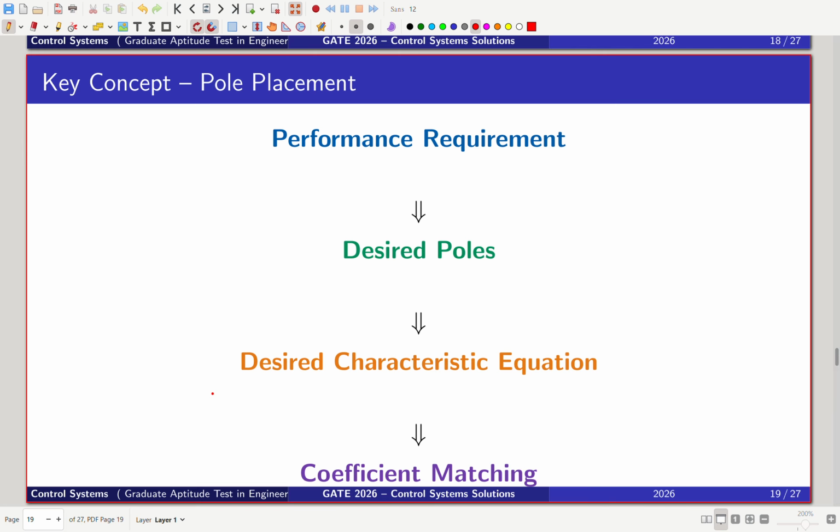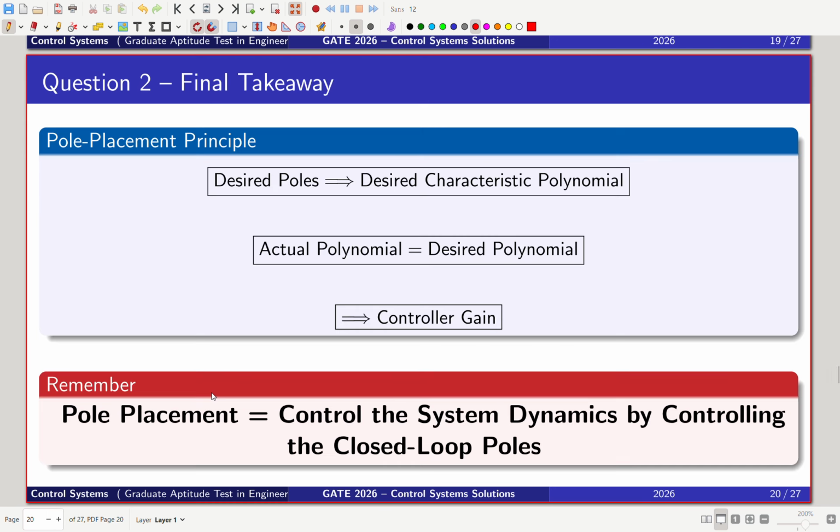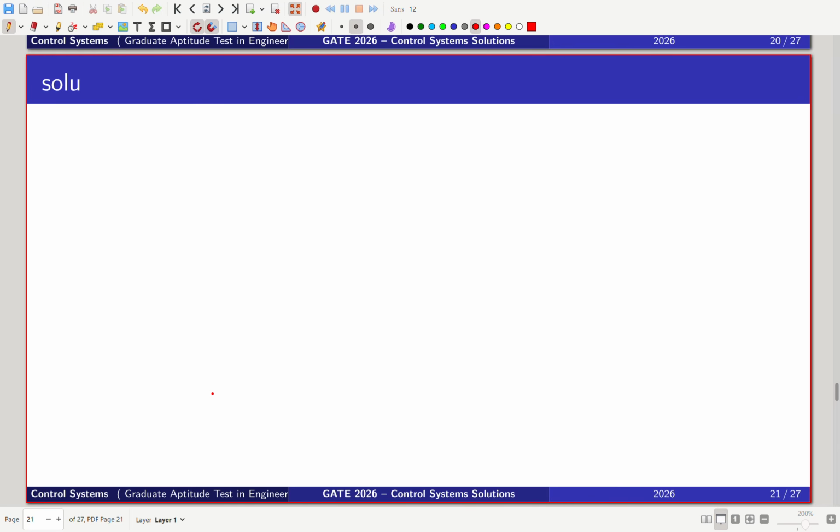When it comes to the performance requirement, they give the desired poles and the desired characteristic equation, and we match by comparing coefficients. We are just comparing the characteristic polynomial, right? So that's the scenario. Pole placement is to control the system dynamics by controlling the closed loop poles, right? So let us solve this question.